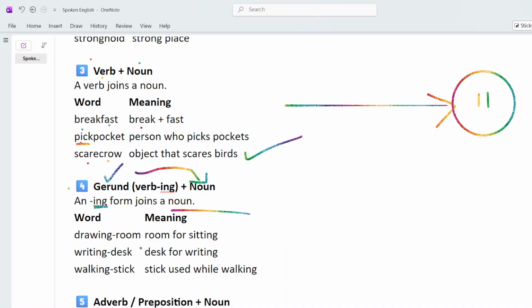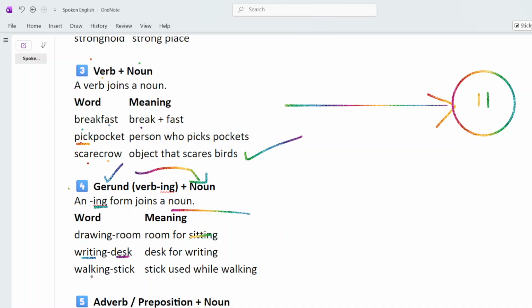The examples are drawing room. I'm sorry, it's a room for drawing. Writing desk, a desk for writing. Correct? Writing is a gerund, and here desk is your noun. Walking stick, the stick that helps an old person to walk, right? Walking stick. It goes together. So these are compound words, guys.